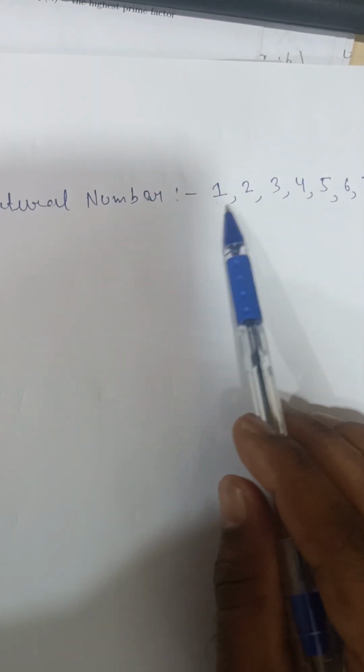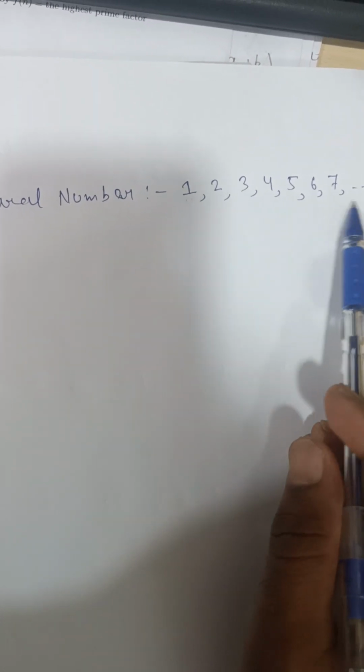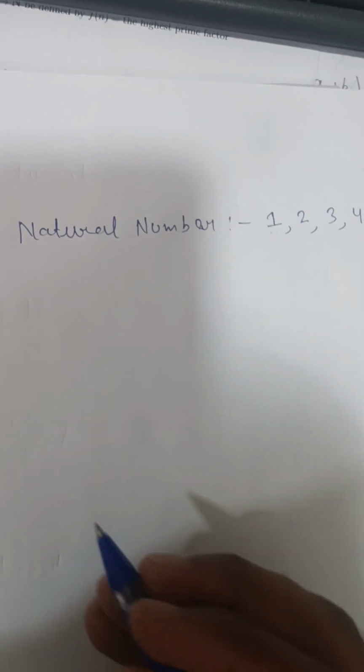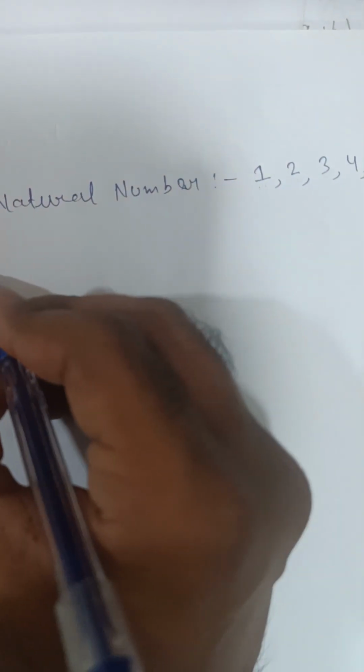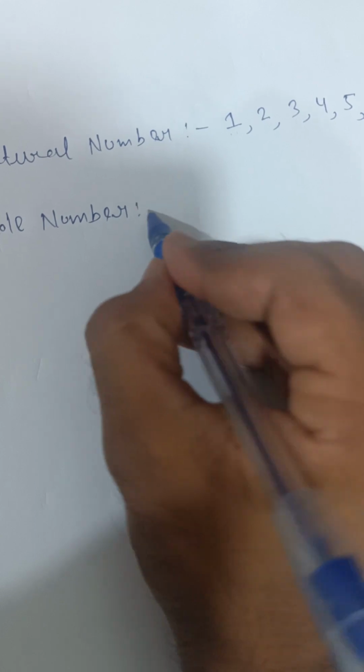So it starts from 1, 2, 3, 4, 5, 6, 7, and it goes like that. We just need to add one to a number, and then we get the next number. Now what is the definition of whole number? A whole number is just an extension of natural number. So what is a whole number?